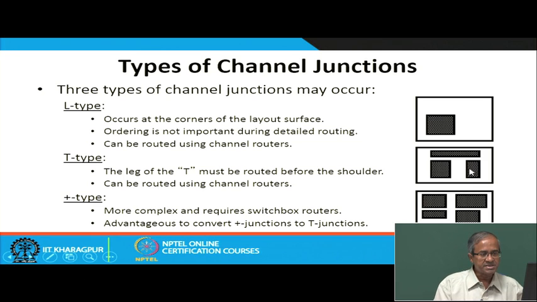T type means this: a wide block and 2 smaller width blocks below it. So, you see there is a channel here, there is a channel here, 2 horizontal channels and 1 vertical channel here. So, the 3 channels form a T. Now, the concept is that the leg of the T, that means this vertical channel, has to be routed first. Let us try to understand why.